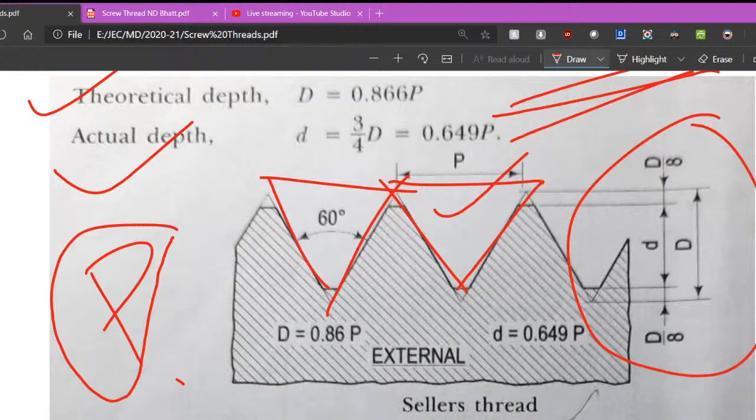Are major and minor diameter related to pitch? See, major and minor diameters are not related to pitch. They are in standard form. When we cut the thread as per standard, we will automatically get what we have in the table form.